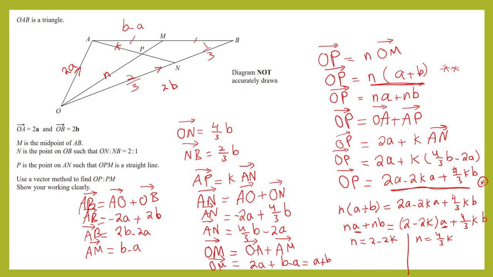Here I need to know n. This is the most important thing. So I'm going to replace n by 4 over 3 k in this equation. So 4 over 3 k equals 2 minus 2k, because I need to know the value of k. If I shift k there, it will be 2k plus 4 over 3 k, which is 10 over 3 k, equals 2. If we divide 2 by 10 over 3, it would be 6 over 10, which is 3 over 5. So k is 3/5. But I need to know n, so n will be 4 over 3 multiplied by 3 over 5, which at the end is 4 over 5.